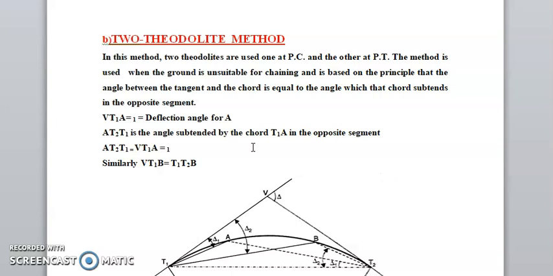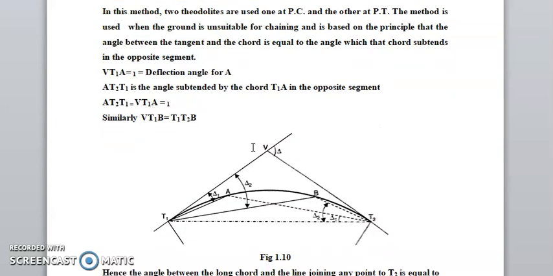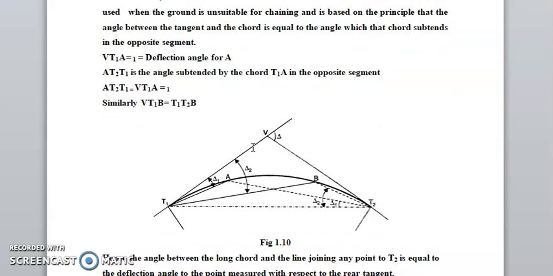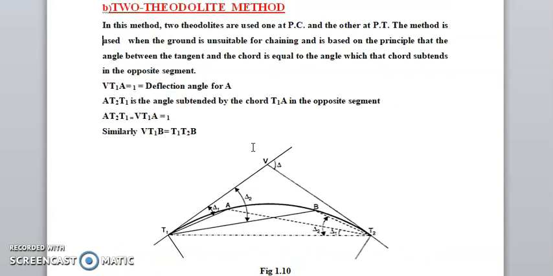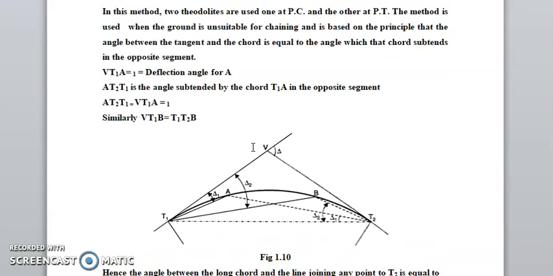VT1A1 is the deflection angle of A. AT2T1 is the angle subtended by the chord T1A1 in the opposite segment, equal to VT1A. Similarly, VT1B is equal to T1T2B. This is the figure of the two theodolite method.